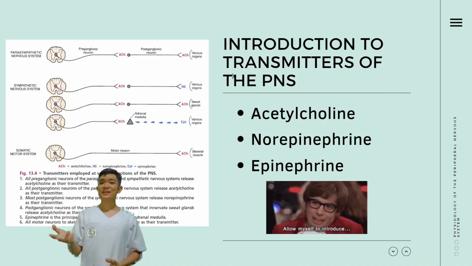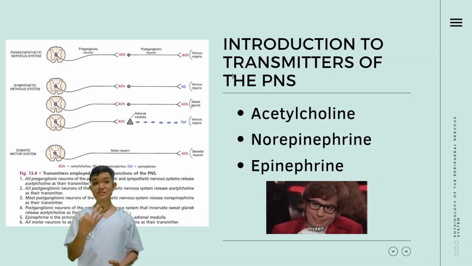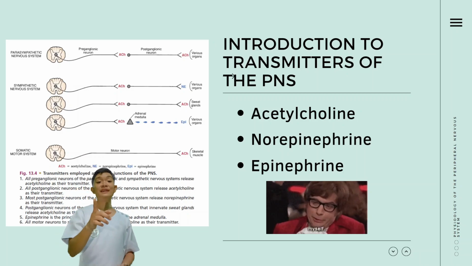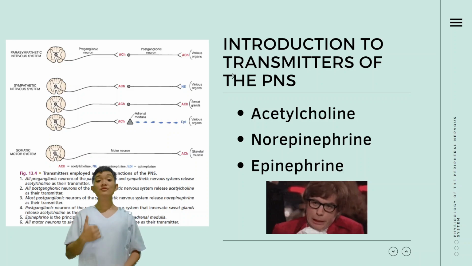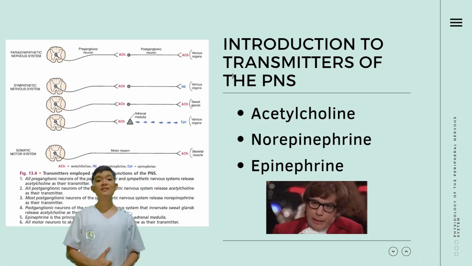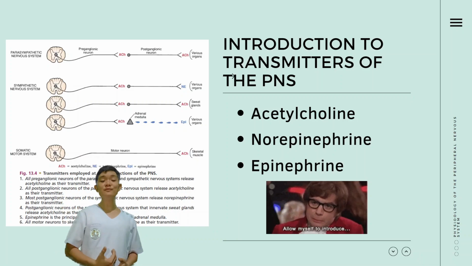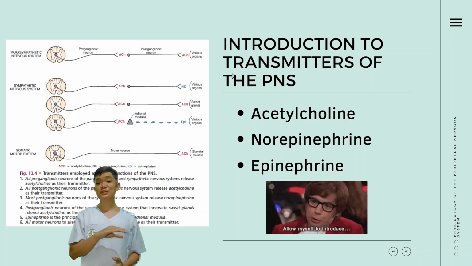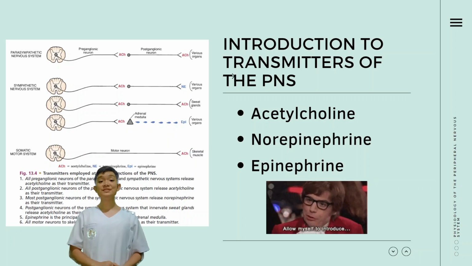Acetylcholine, norepinephrine, and epinephrine are three important neurotransmitters or chemicals that are involved in the functioning of the nervous system. Acetylcholine is the primary neurotransmitter of the parasympathetic nervous system, which is responsible for rest and digest activities in the body. It is also involved in learning, memory, and muscle movement. Acetylcholine is synthesized and released by cholinergic neurons, and it binds to specific receptors to elicit its effects.